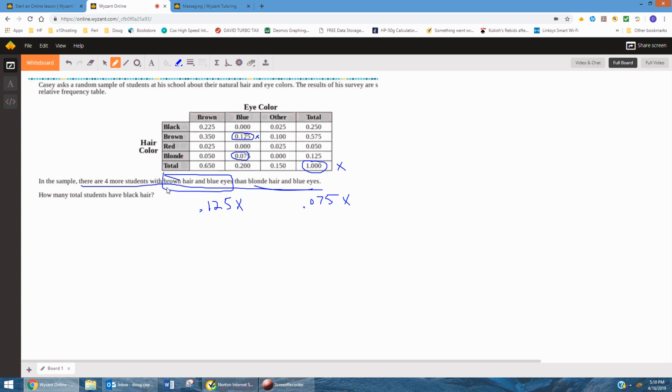But we're told that the number of students with brown hair and blue eyes, represented by 0.125x, is 4 more than the number of students with blonde hair and blue eyes. So if we solve this equation for x, we'll have the actual number that goes in this box. So if I subtract 0.075x from both sides, I get 0.05x equals 4.